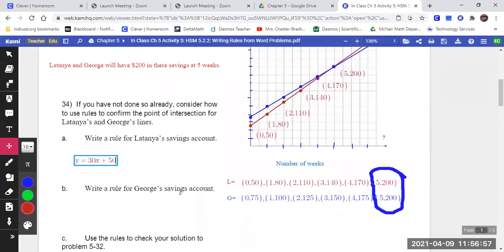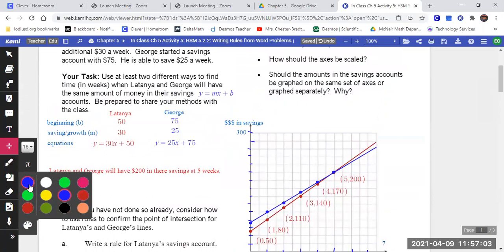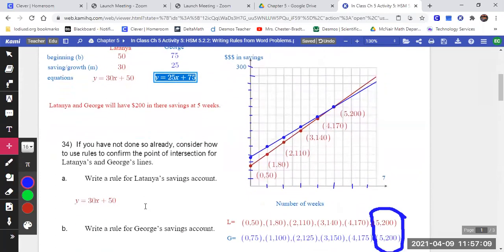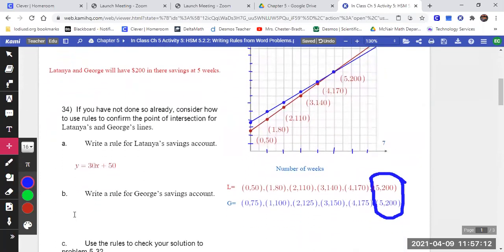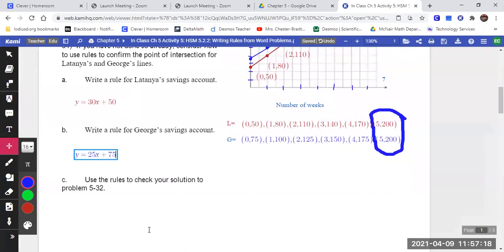If you haven't already done so, make George's equation. Okay, so let's get George. And copy George down below into George because we did make the equations already. See, it says if we haven't already done so. Well, we did. So we just get to copy it. Now it says, use the rules to check your solution. This is what they mean.